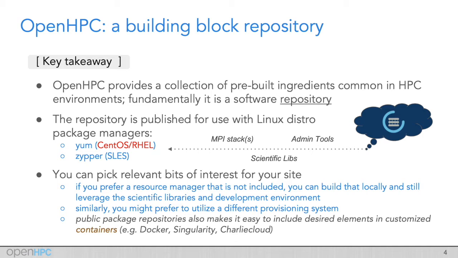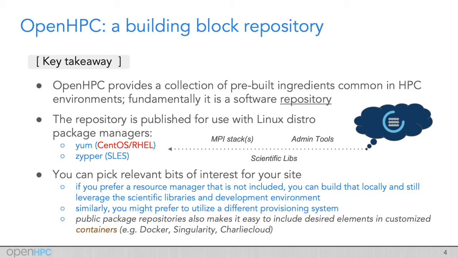Next, I'd like to highlight a couple of key takeaways for the project. And first is the idea that OpenHPC is really providing a collection of pre-built software ingredients that are common in HPC environments. So fundamentally, you can think of OpenHPC as being a software repository. And the way that we package up all of our software is to try to make it very convenient for use with standard Linux distributions that are commonly used in HPC.